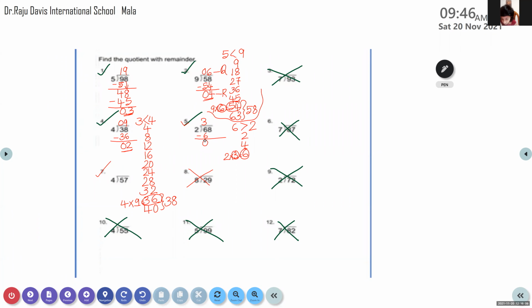8 has to be brought down. Now, 8 is bigger than 2, isn't it? Now check whether 8 is there in the table or not. Already 2, 4, 6 is written. Now next. No. It is not there.